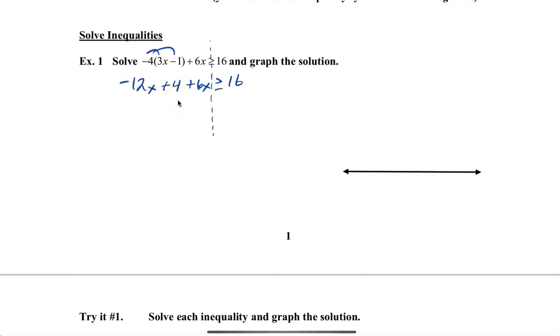So I'm not done yet on this side. We're going to add the negative 12x with the 6x, and I get negative 6x plus 4 is greater than or equal to 16. And now we basically have a two-step equation, so we're going to solve this like normal.